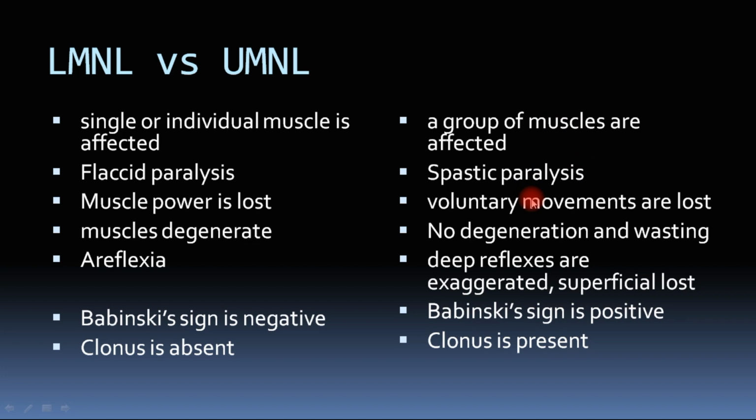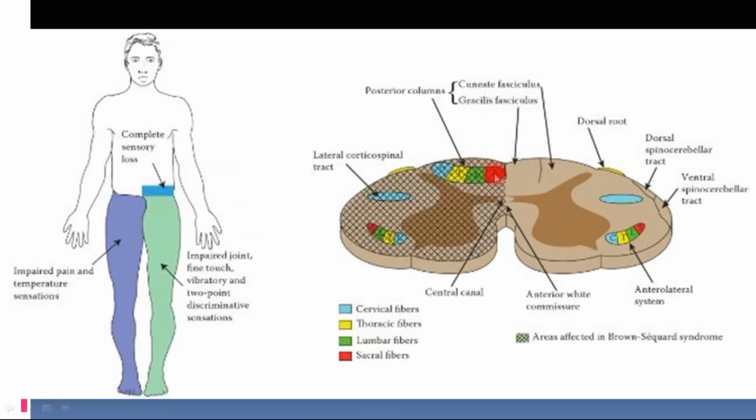Now coming back to the hemisection, what is going to happen? At the same level of the hemisection, the muscle will undergo a lower motor neuron lesion, and below the level of hemisection, the same side will have the manifestation of upper motor neuron lesion. Okay, so at the level, the same side will have lower motor neuron lesion.